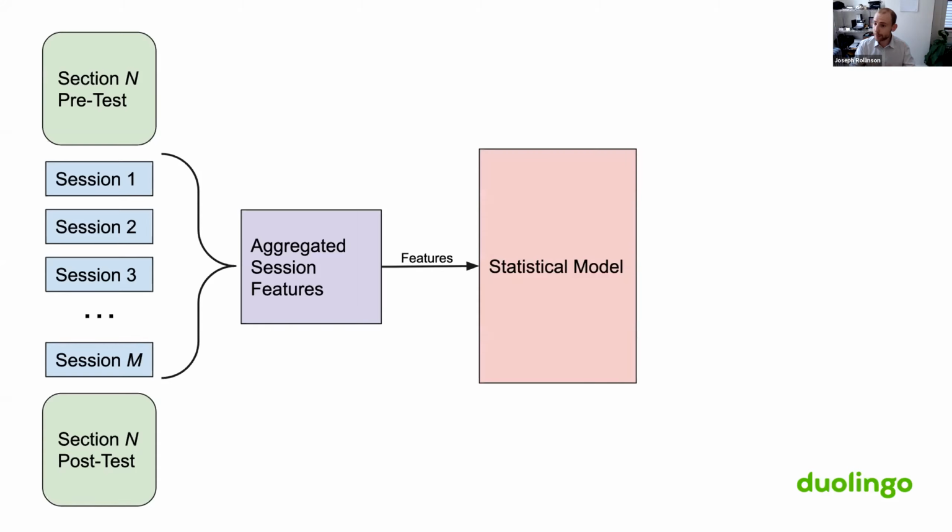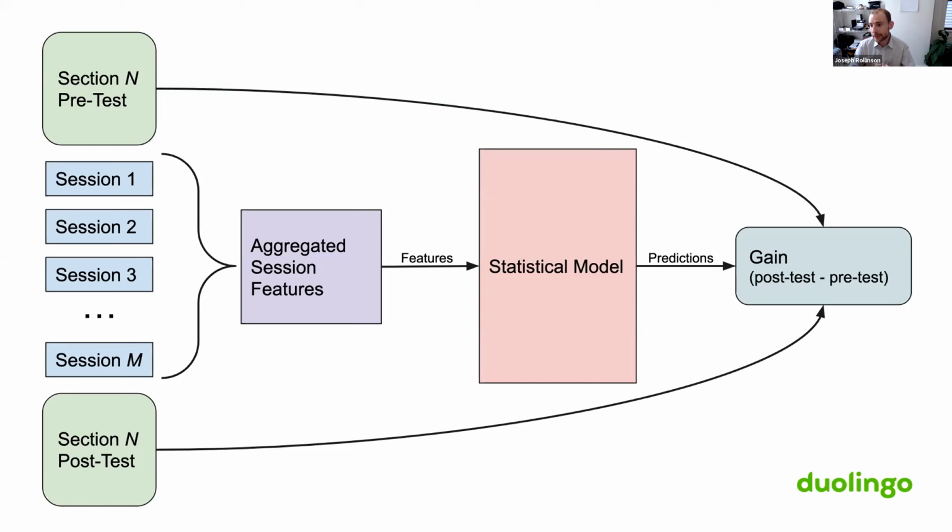These features can then be fed into a statistical model. And of course, the main question now is, well, what is this statistical model predicting? The thing that we tend to predict is gain. By gain, we mean the change in scores between the post-test and the pre-test. This statistical model now allows us to see which of these session features correlate well with gain, which we can then use to develop heuristics.